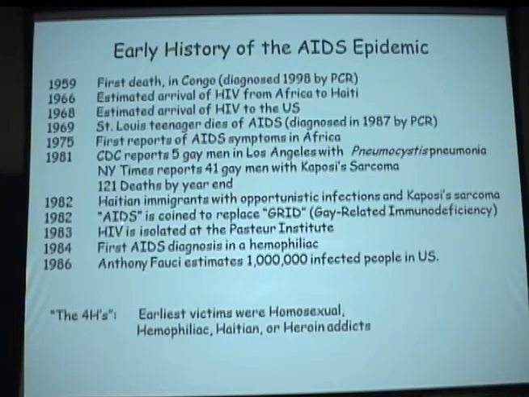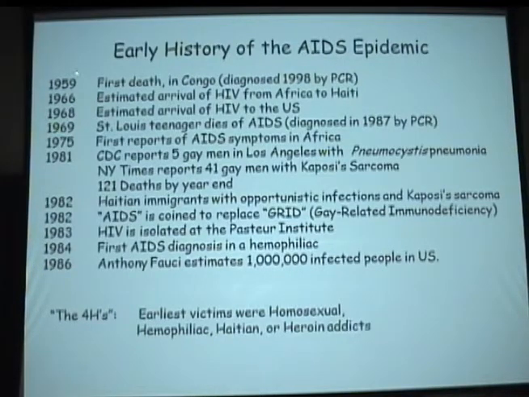1983, people in France isolated the virus. Then the first death of a hemophiliac because of transfusions. And 1986, Anthony Fauci, I read the name but I don't hear it. An estimated 1 million infected people in the US. So then we have a real full-blown pandemic.